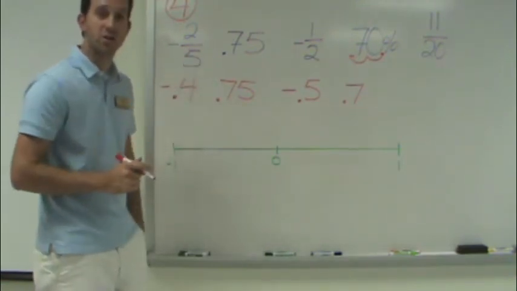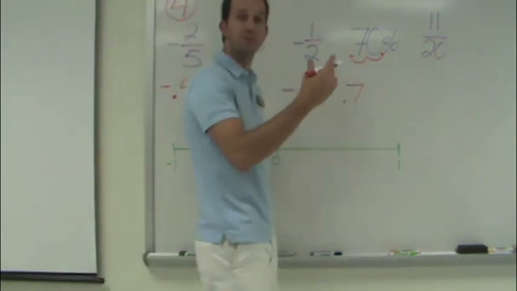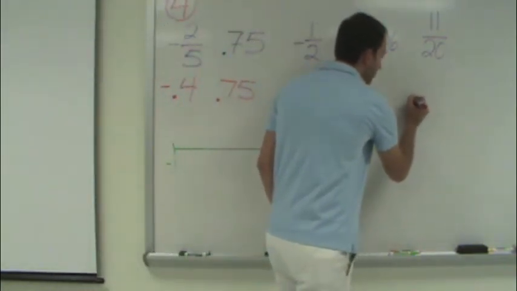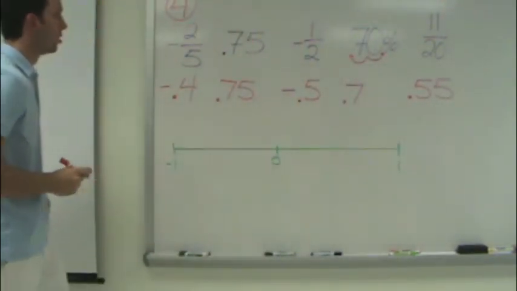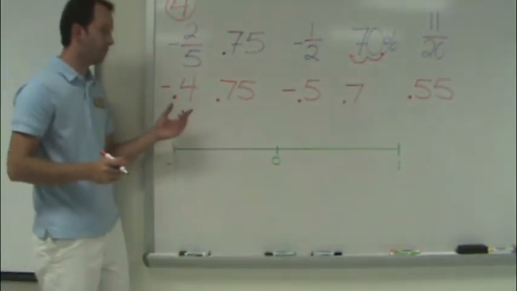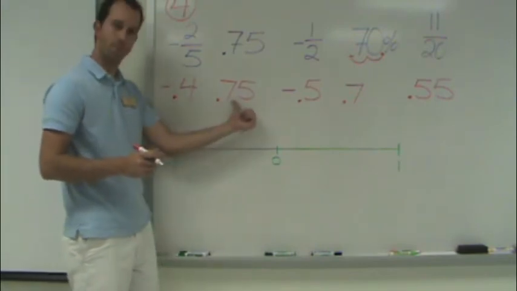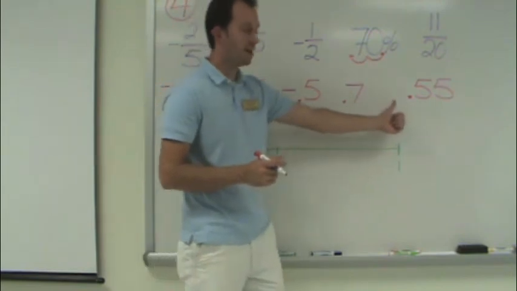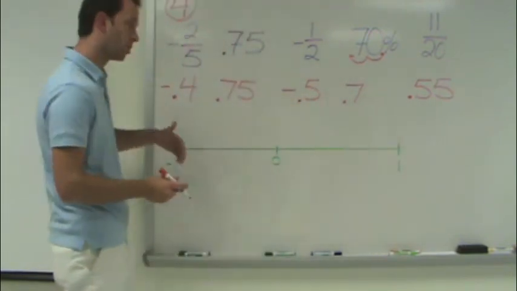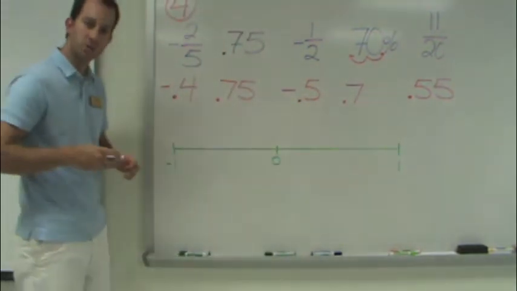Our last fraction is 11/20. We would divide and get 0.55. Once we have all our numbers in the same form, negative 0.4, 0.75, negative 0.5, 0.7, and 0.55, we're going to put them on the number line to help us put them in order.